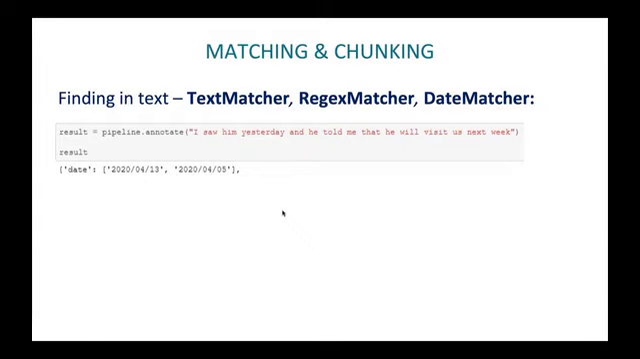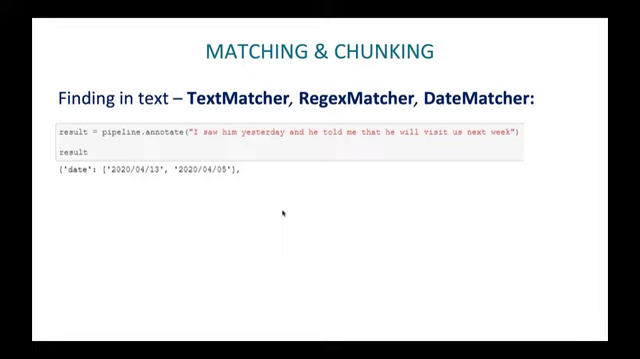Another set of things that the library supports out of the box is a set of ways to find things in text. There's a text matcher, which is a highly efficient algorithm to find text in text. So you can find things based on token sentences or just look for text. There's a regex matcher to match based on regular expression, and there's a date matcher.